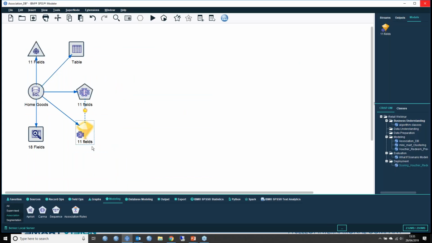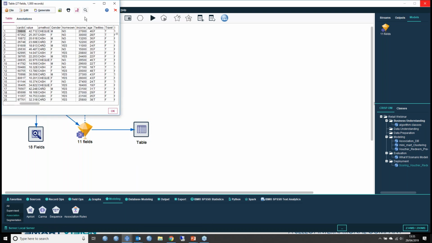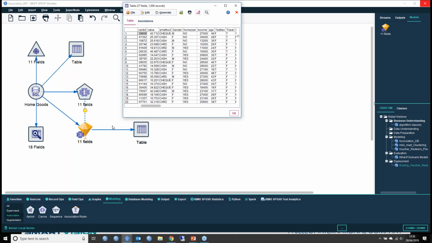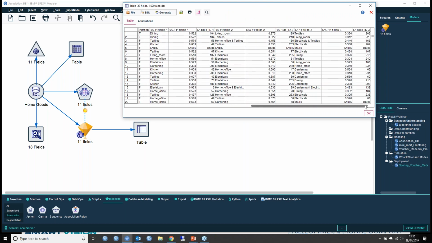Now, what's it physically producing when it does this? I said that all of these predictive analytics algorithms have to produce something that didn't exist before. Well, if I attach a table node here to this model nugget and say, what are you producing? What is it that you're bringing to the party, if you like? It's producing these values at the end. You see they have dollars in front of them, and these are the predictions.